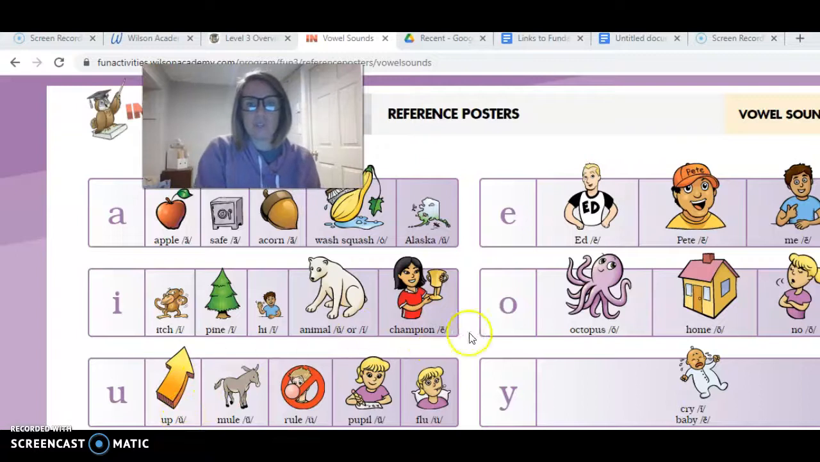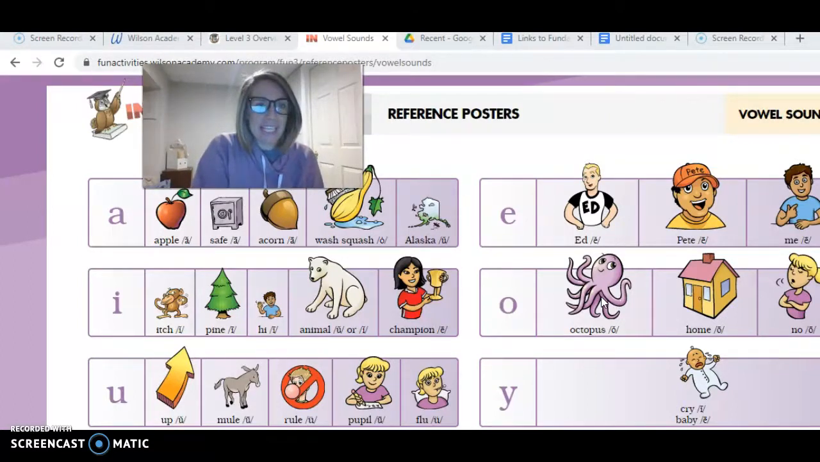And let's do the O's. O, octopus, O. O, octopus. O, home, O. Oh, no, O. All right, great job, my friends.